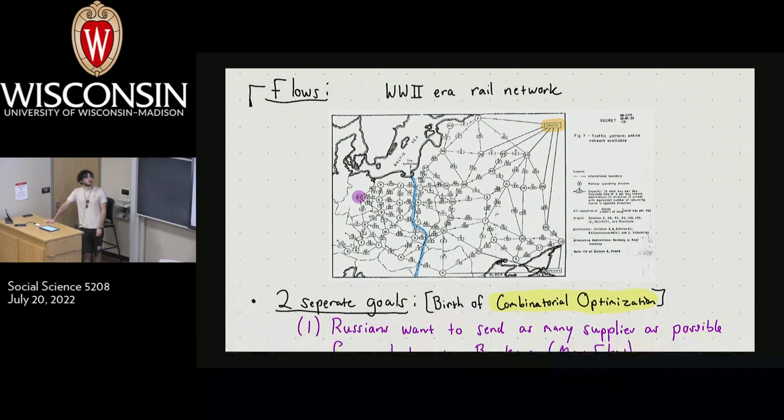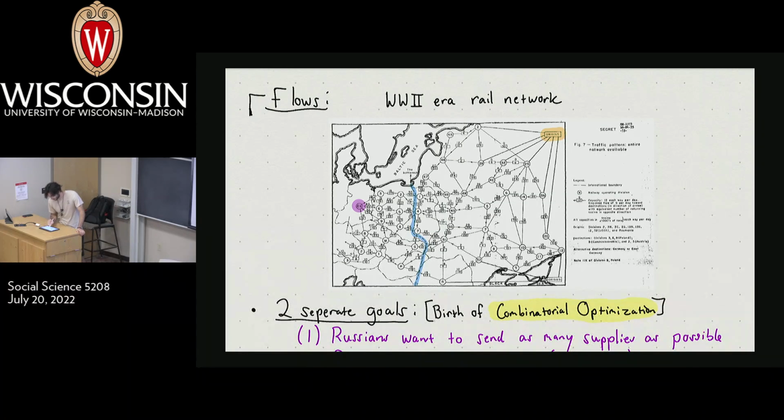So, what are flows, which is the topic of this entire lecture? Here's a story for you. Think of World War II era, and this is a map of Russia. This is an actual map of Russia. And these are rail networks. You could think of each of these edges in this graph as a railroad, and each of these nodes are like a station where you drop off or pick up stuff.